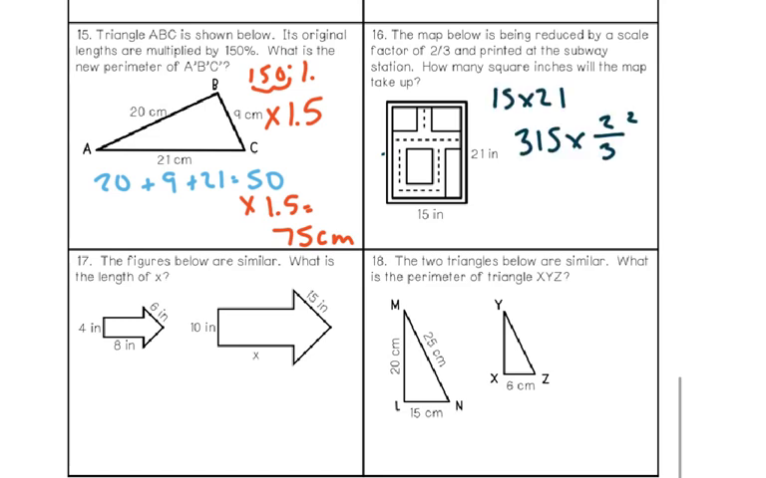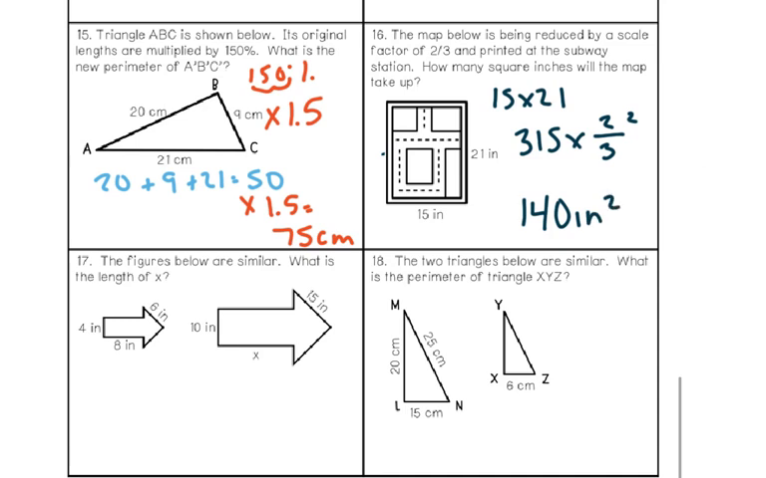For the next problem, it tells me that we are reducing by a scale factor of 2/3, so I know it's getting smaller, and it wants to know how many square inches the map will take up. I know that to find the area of a scale drawing, I can take my original area and multiply by the scale factor squared. My original area here, 15 times 21, is 315. Then I can use my calculator to do 315 times the scale factor squared, 2/3 squared. When I do this, I get an answer of 140 inches squared.